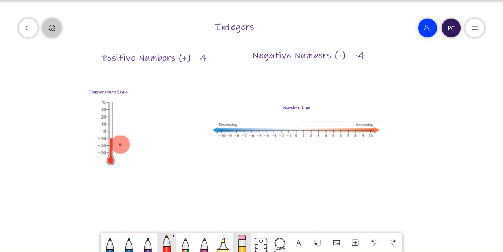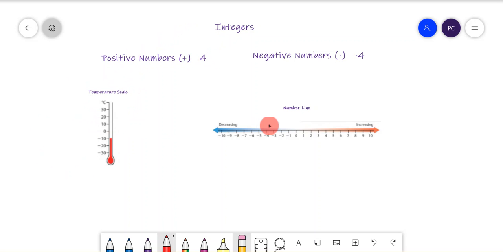Then if we go below 0, so when it gets pretty cold, we need negative numbers or negative integers to represent that coldness. So for example, the numbers below 0, in this case -10, -20, -30, are all examples of integers, and they are negative integers. So integers are basically all the negative and positive whole numbers, and this is one place where we use them.